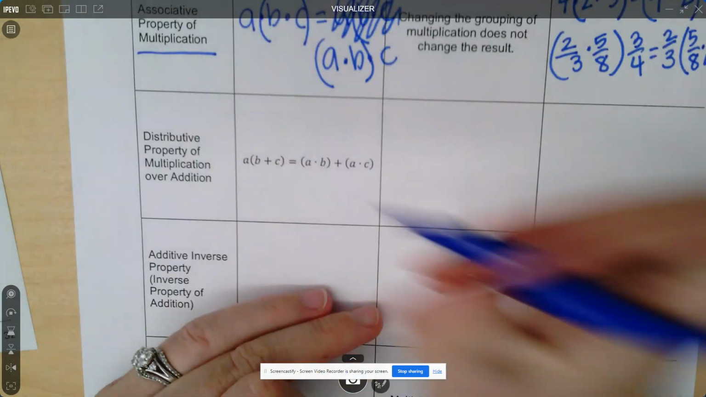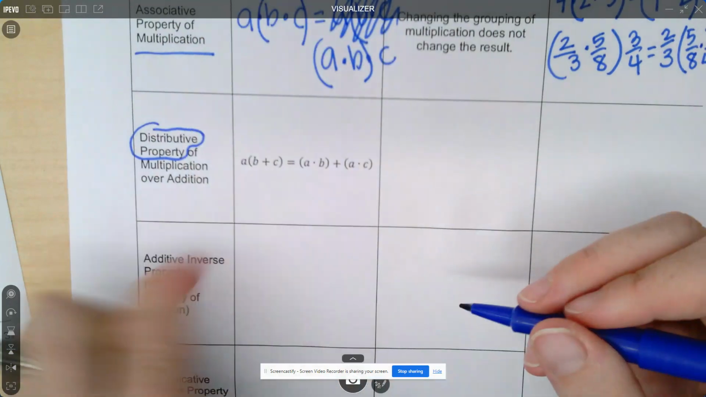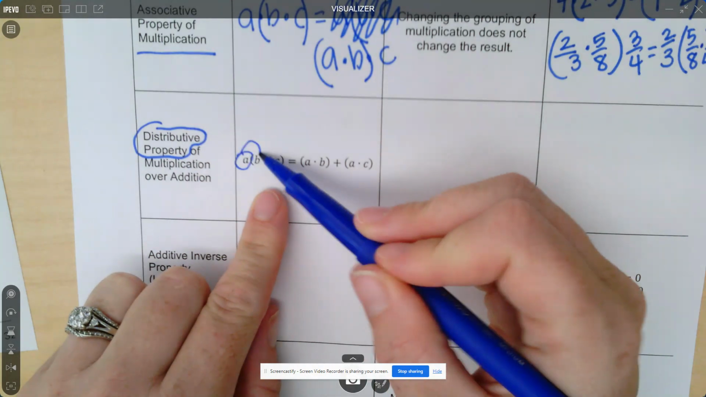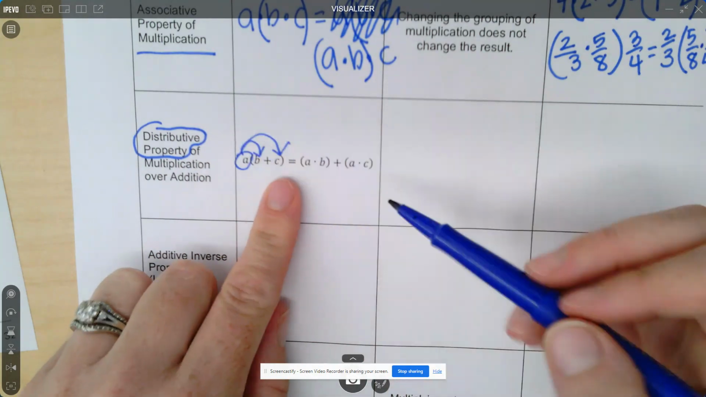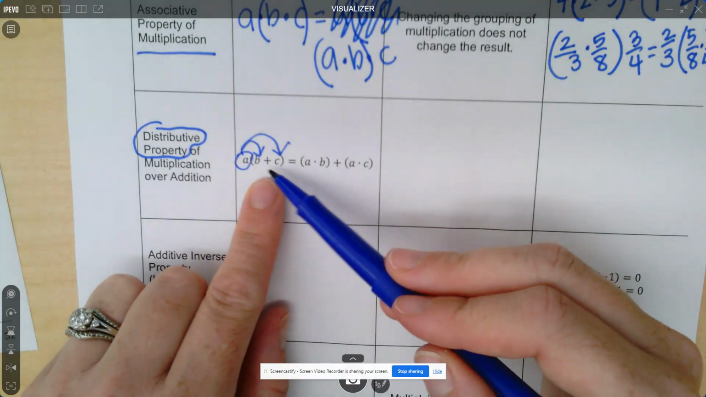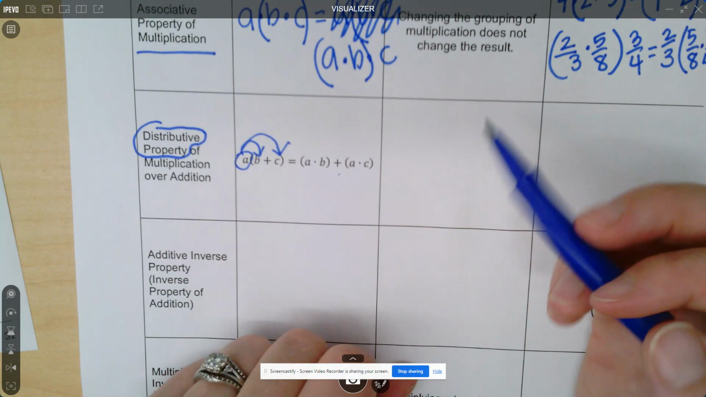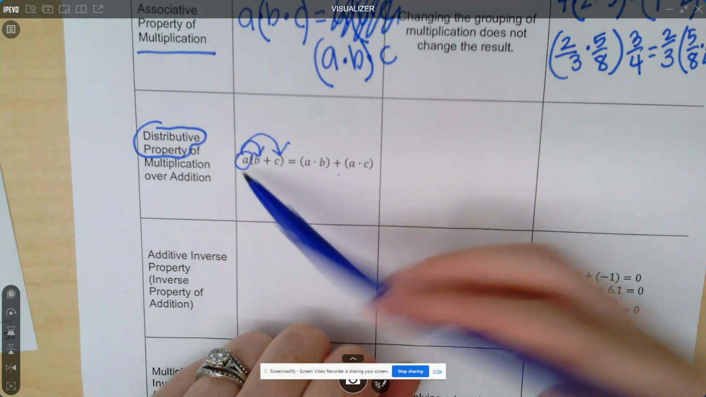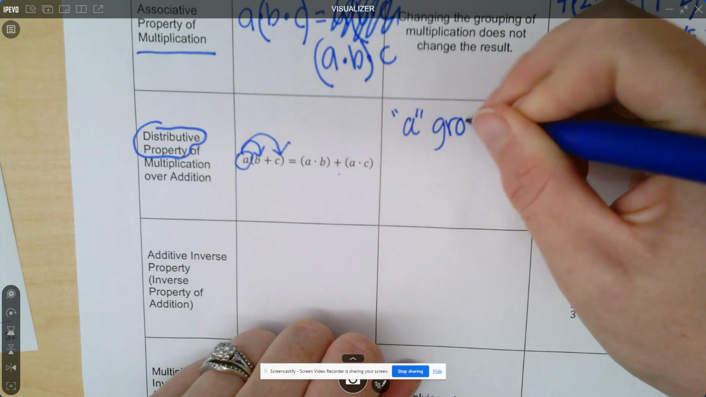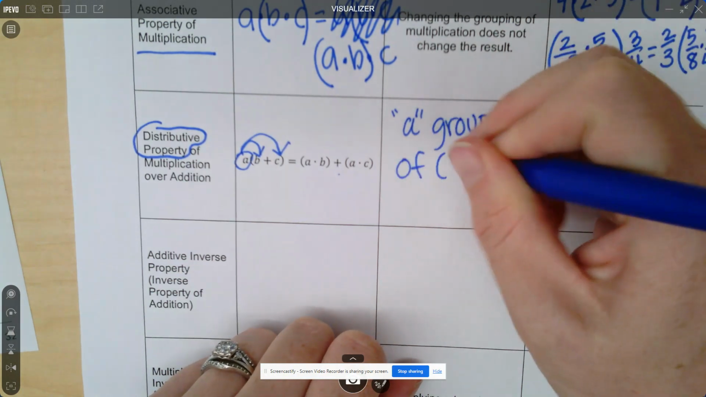And typically we just call this the distributive property. But what's happening is you're multiplying or distributing one term to a sum or a difference. So this is A groups of B plus C is A times B plus A times C. So we're distributing that number on the outside. So we call this A groups, thinking about our multiplication model, of B plus C.